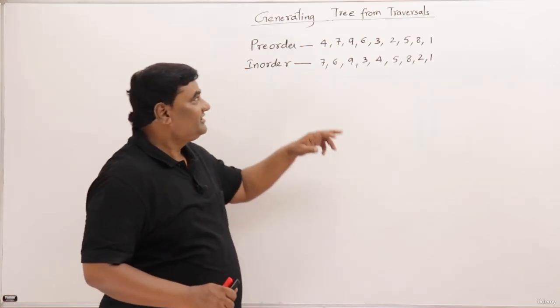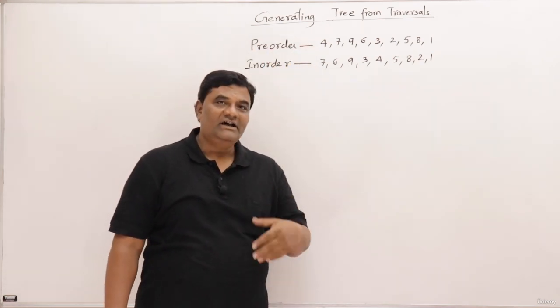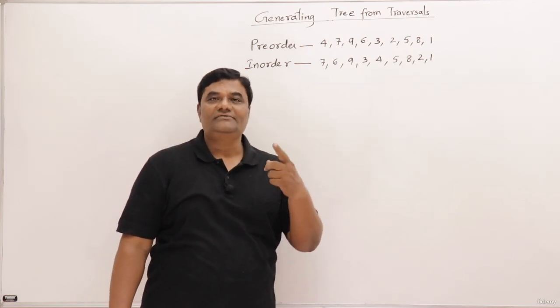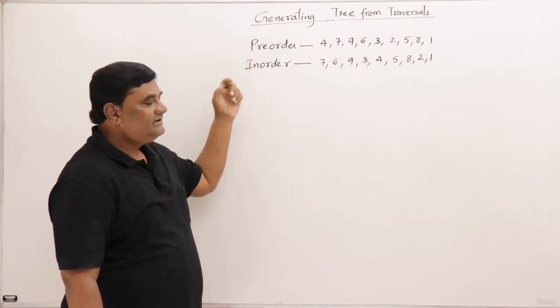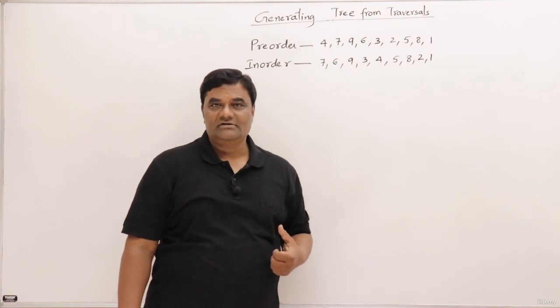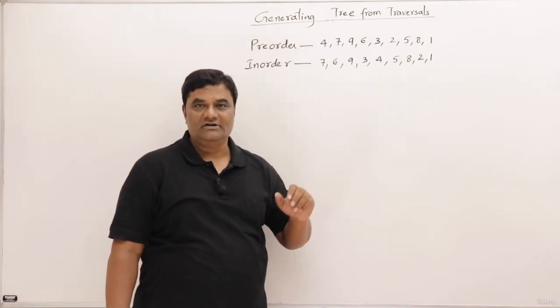See, the topic is generating tree from traversals. So already we have learned that any two traversals are compulsory. Out of that, one of the traversals must be in-order. So I have pre-order and in-order, and one more possible is post-order and in-order. Let us learn how to generate a tree from pre-order and in-order.